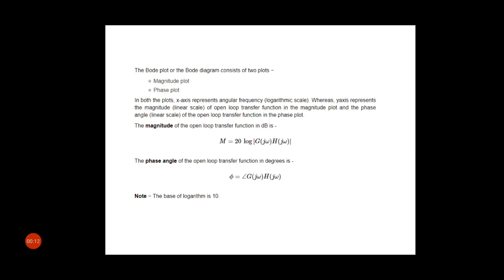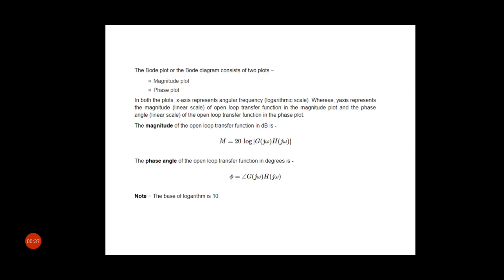Okay, so I am going to discuss the fundamentals of the Bode plot technique. Basically, a Bode plot consists of two subplots, that is the magnitude plot and the phase plot. So a Bode plot basically consists of two subplots, that means magnitude plot and phase plot.